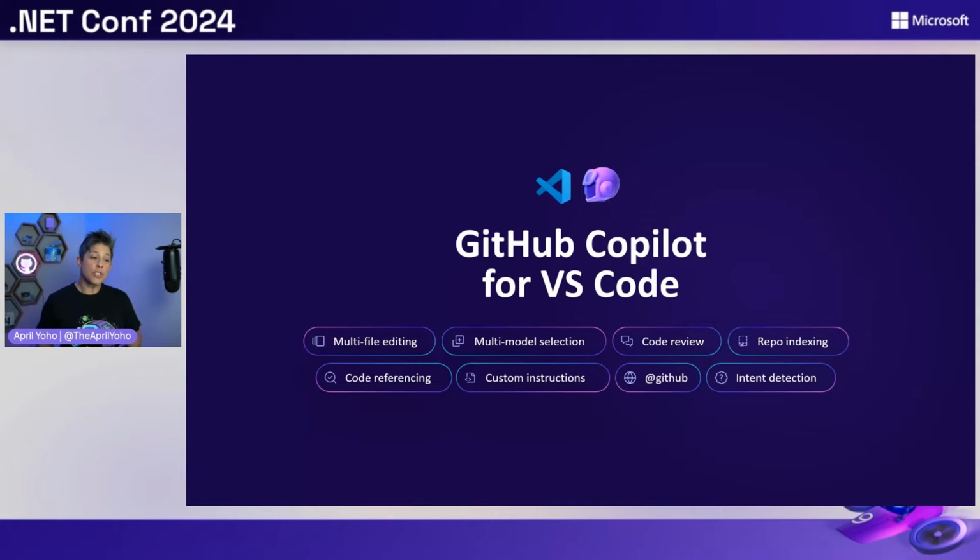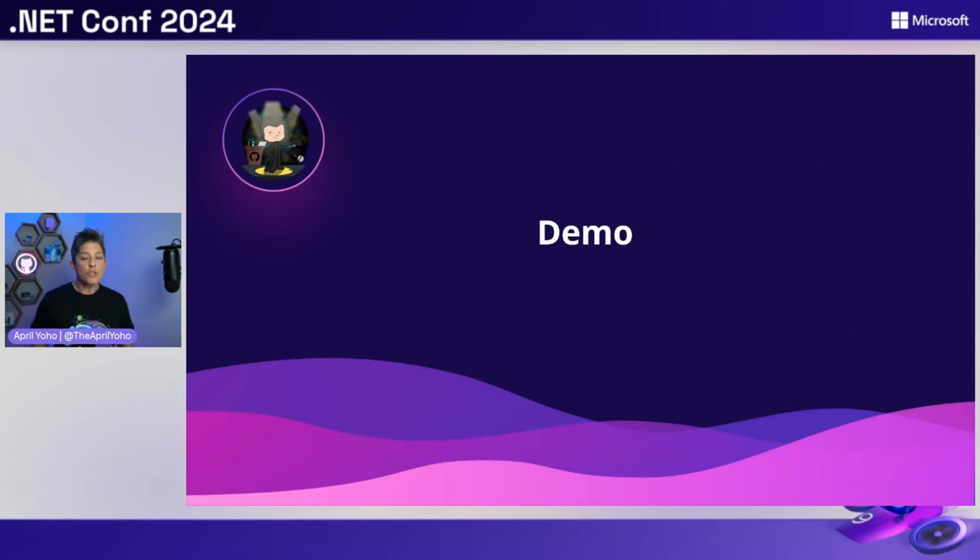Now, all of these features are available to every single person that is licensed for Copilot. So if you're using GitHub Copilot today, whether you're an individual, a business, or an enterprise, you have access to all these capabilities. Before we go any further, let me switch over and show you what we've got.